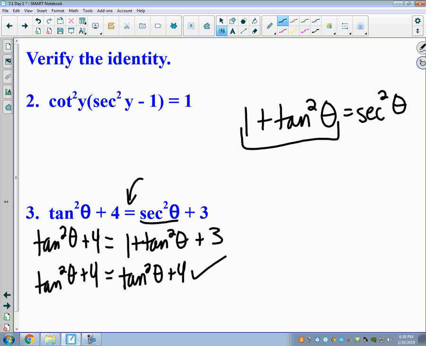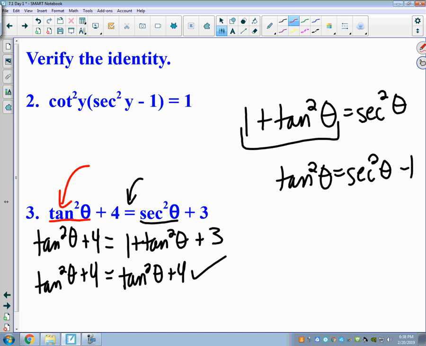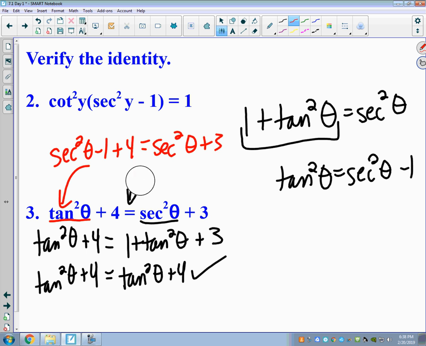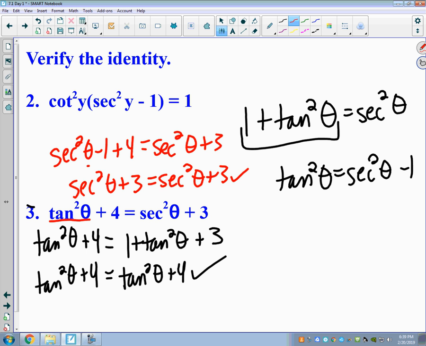You could have also done the other one, because remember you can make these equivalent. So if 1 plus tangent squared equals secant squared, what does tangent squared equal? Well, tangent squared equals secant squared minus 1 if I move that over. So if you chose to work with this side, you could have replaced tangent squared with secant squared minus 1 plus 4 equals secant squared plus 3. And then, look, negative 1 plus 4 is 3, so secant squared plus 3 equals secant squared plus 3. And both of those are correct because I just chose one side to turn it into the other side.